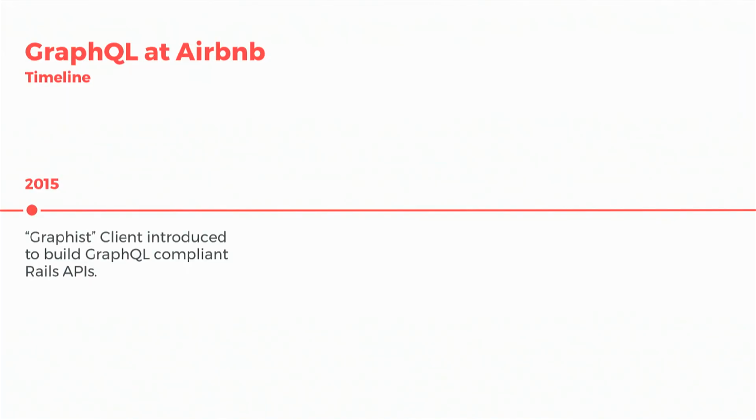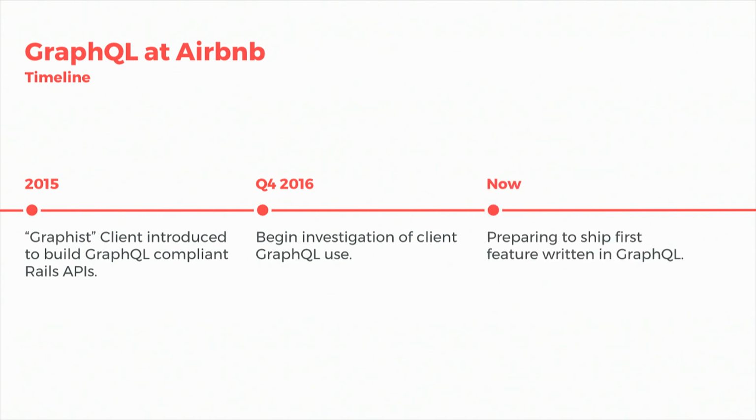First, I want to give a really quick history of GraphQL at Airbnb. Back in 2015, our foundation team started experimenting with a way to write GraphQL-compliant Rails APIs. We started using this internally for services at Airbnb. But we didn't really take a look at using this for clients until Q4 of 2016. And finally, today, we're getting ready to ship our first client feature written in GraphQL.